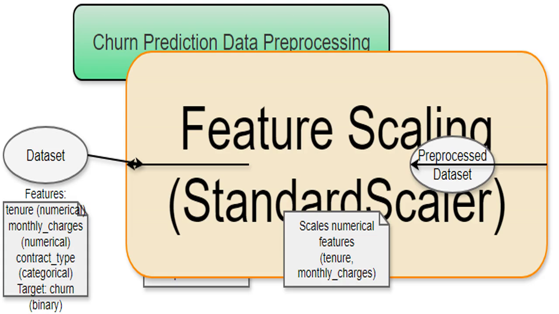Standard Scaler is a method for getting all my features, tenure and monthly charges, onto the same scale. I'll make sure that my model doesn't put more importance on one feature simply because it has larger numbers. Think of it like making sure everyone is measured in the same units, instead of comparing inches to miles. It improves the performance of my model.